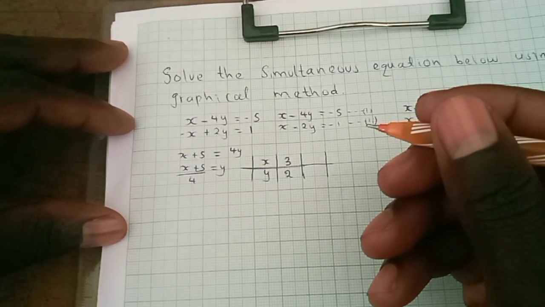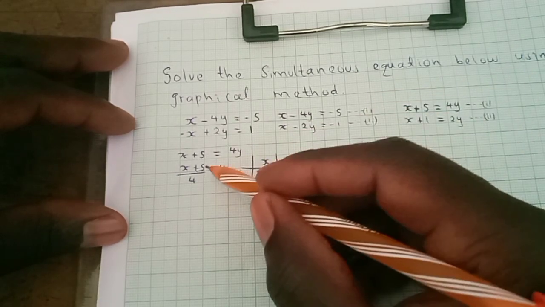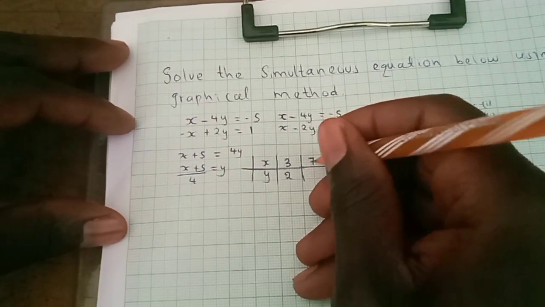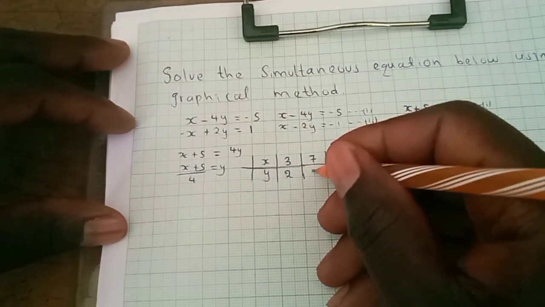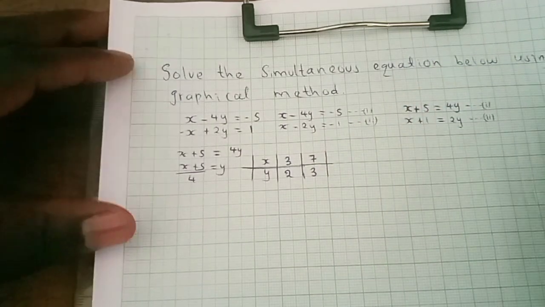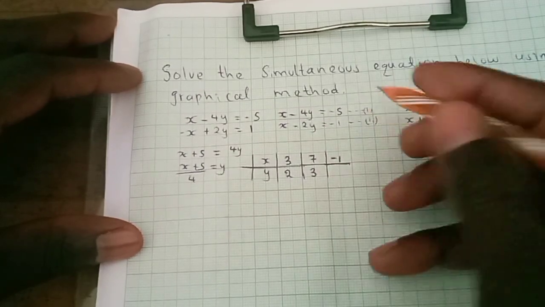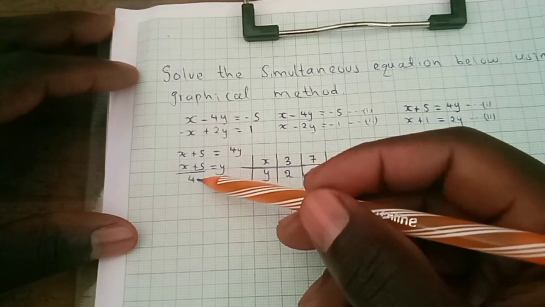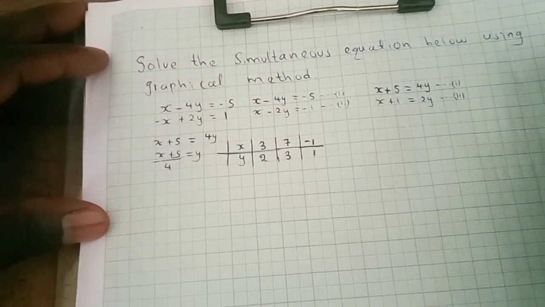If I take my second value, I am already at 3. So if I add 4, it's going to be 9. If I add 5, it's going to be 10. If I add 6, it's going to be 11. And if I add 7, it's going to be 12. So my second value is going to be 7. 12 divided by 4, here y is going to be 3. So these are my plottable values. I can also take negative 1 here. Negative 1 plus 5 is going to give me 4. 4 divided by 4 is going to give me 1. So the resultant value for y there is 1.